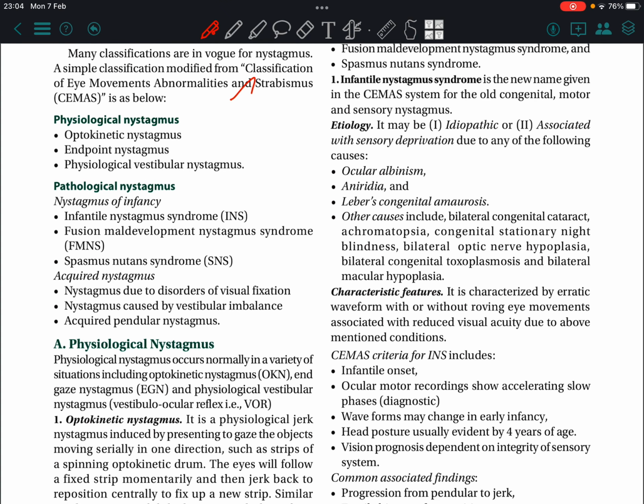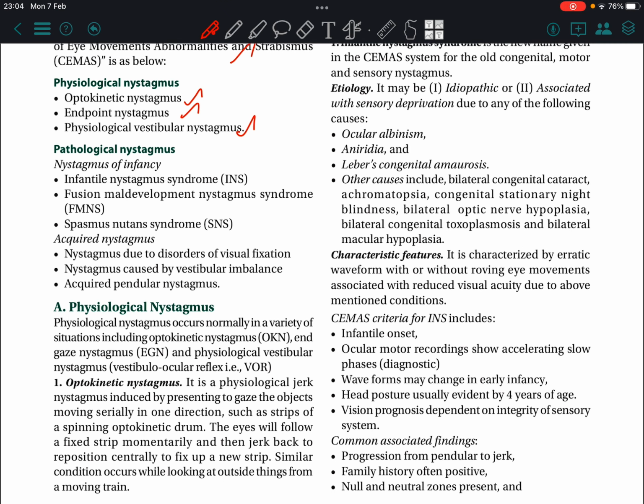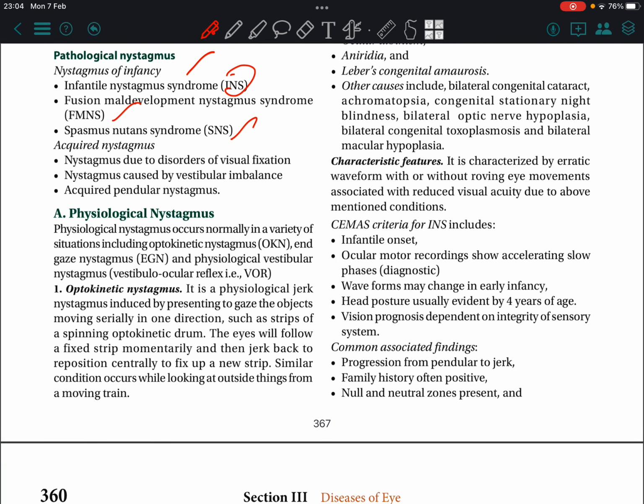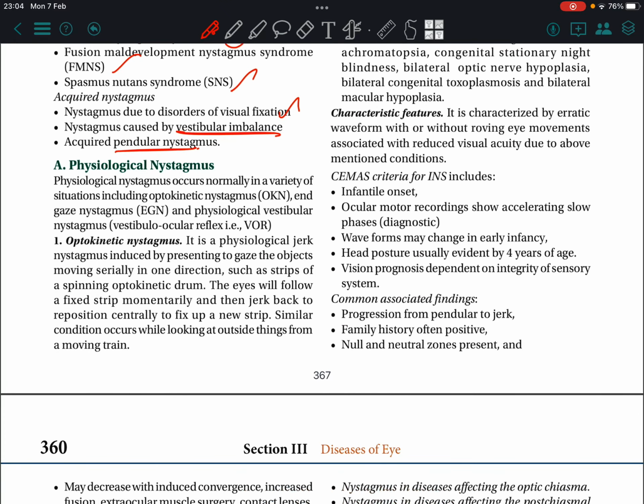Physiological nystagmus, optokinetic nystagmus, endpoint nystagmus, physiological vestibular nystagmus, pathological nystagmus, nystagmus of infancy, infantile nystagmus syndrome, fusion maldevelopment nystagmus syndrome, spasmus nutans syndrome, acquired nystagmus, nystagmus due to disorders of visual fixation, nystagmus due to vestibular imbalance, acquired pendular nystagmus. Physiological nystagmus occurs normally in a variety of situations, including optokinetic nystagmus, end gaze nystagmus, and physiological vestibular nystagmus.